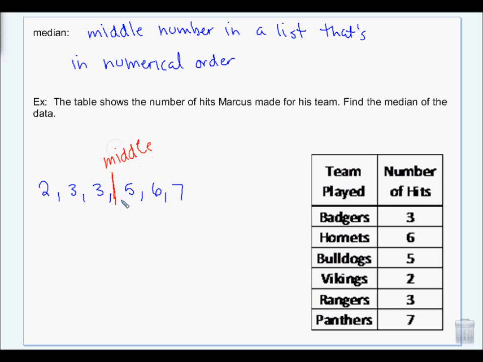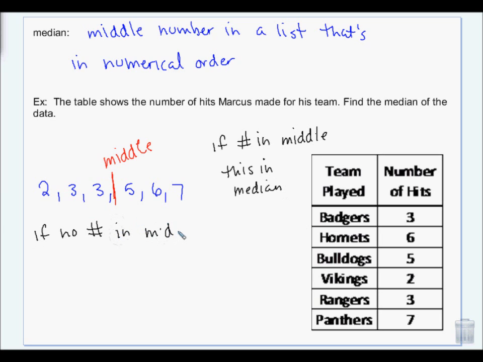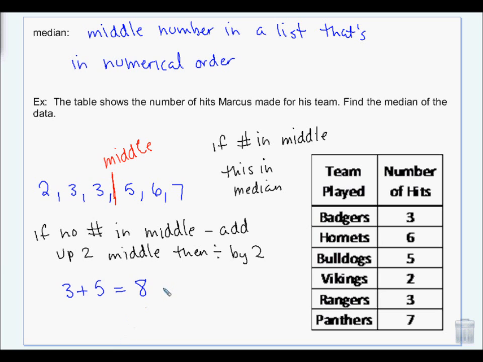Now if there was a number right here, I would just pick that number. But in our case there was not one. So we're going to add up the 2 to either side. So I'm going to take that 3 and that 5, right? Because they're on either side of the middle. So I'm going to do 3 plus 5. That's 8. And then I'm going to divide it by 2. So my median is 4.